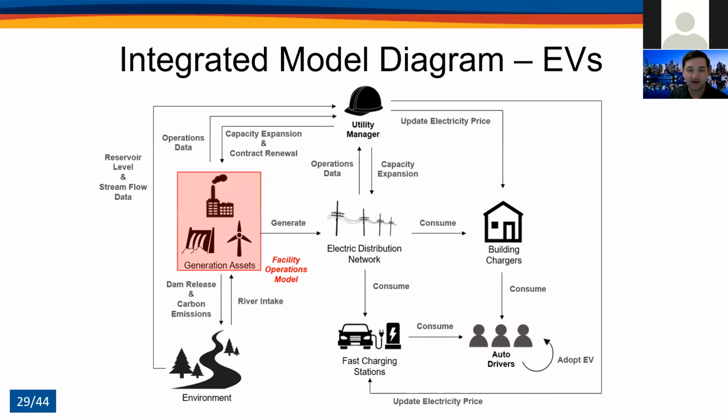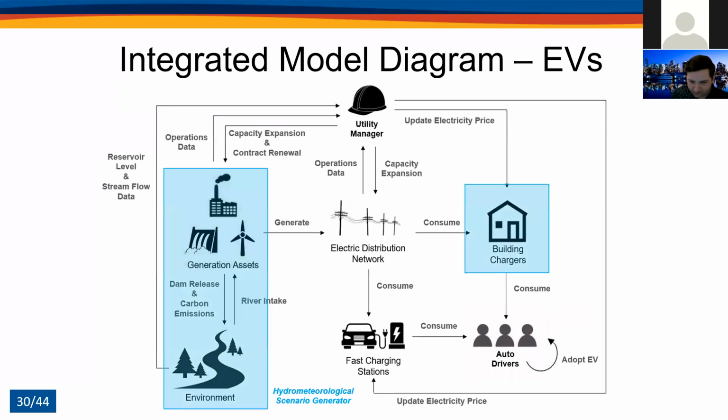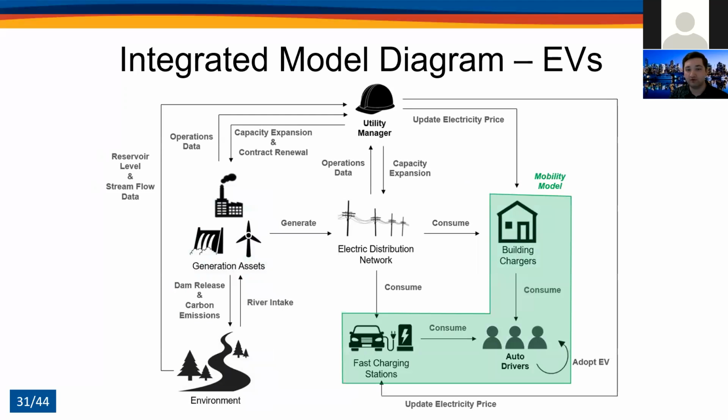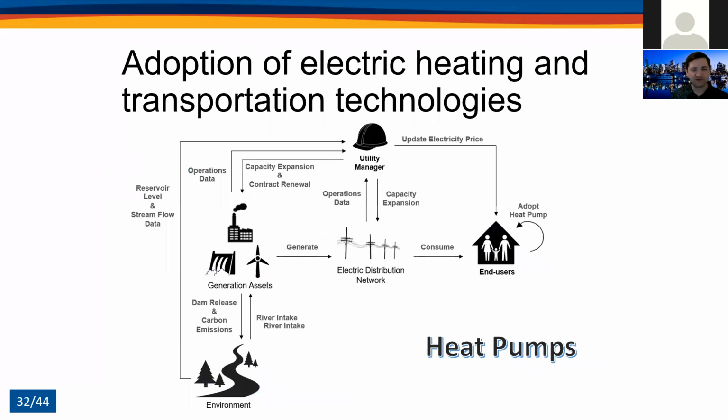The other one is facility operations models, to see what's happening on the generation side with this changing demand. You'd also have to have a hydrometeorological scenario generator to see how different levels of meteorology can impact the infrastructure that we're using to charge these vehicles, but also the environment, which is the commons by which we're handling carbon emissions and dam releases. And then the last submodel here is the mobility model, which is the movement of those electric vehicles through space and time. That's what makes it quite interesting, and it's an overlap with the social networking model as well. Now we can do the same thing for heat pumps.